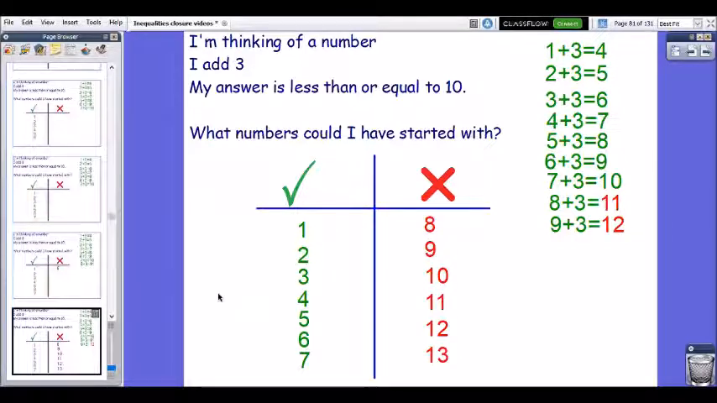So let's say in words, what numbers could I have started with? Well, in words, I could have started with any number 7 or below. 7 was that cutoff point. If I'd done something like 7.1, that would give me an answer that's too big to fit the problem. Okay, so let's link this to inequalities.